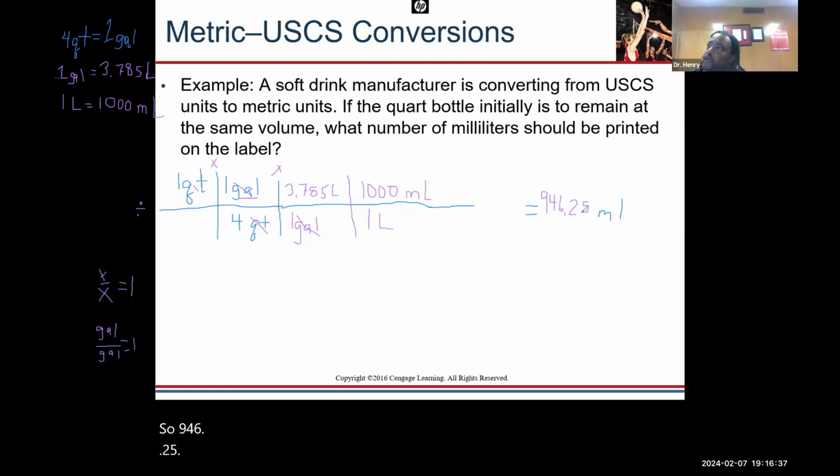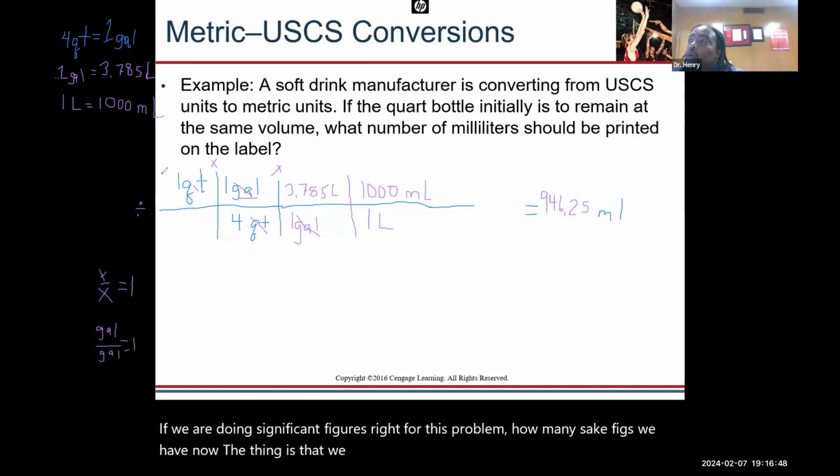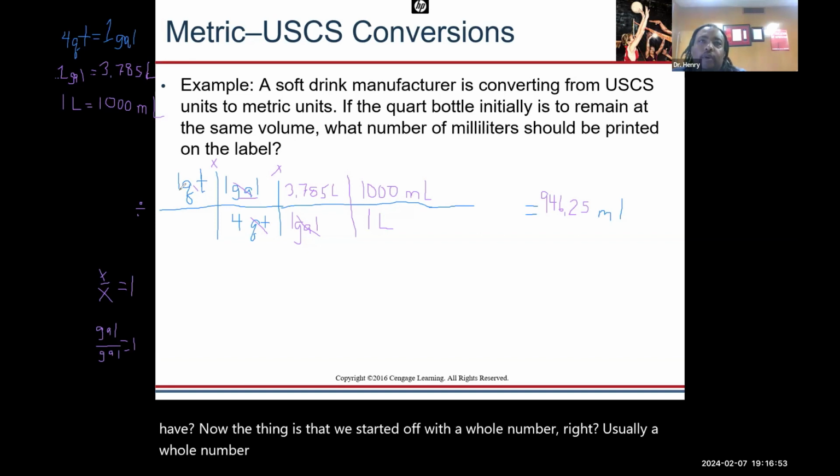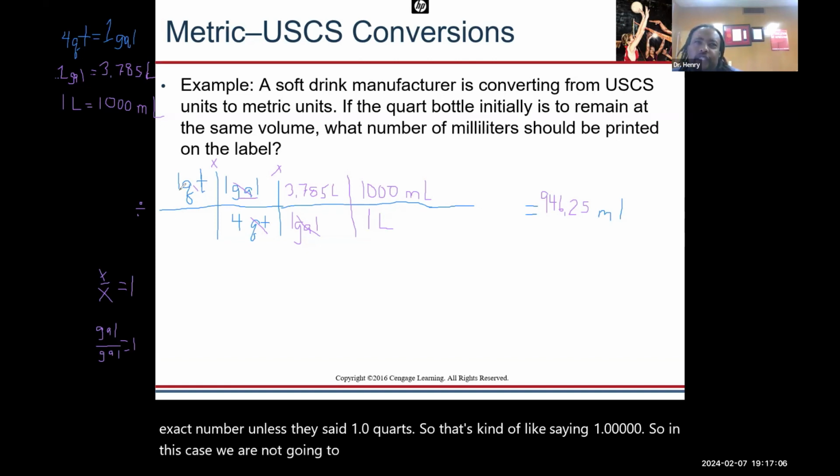Now, the question is, if we were doing significant figures for this problem, how many sig figs would we have? Now, the thing is that we started off with a whole number, right? Usually a whole number is considered to be an exact number. 1 quart would be considered an exact number, unless they said 1.0 quarts. So in this case, we are not going to have to worry about the sig figs.